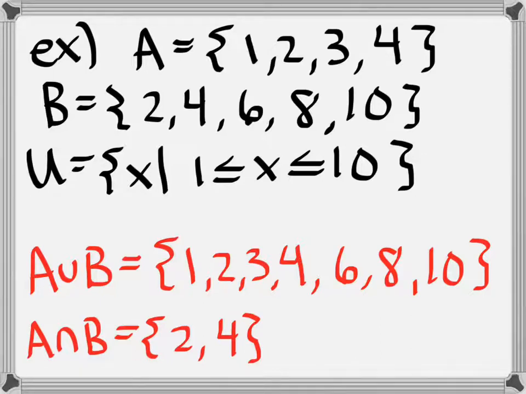We have A intersect B. When we're looking at the intersection, we want to know what they have in common, and the only elements that they have in common are 2 and 4, so therefore A intersect B is the set consisting of 2 and 4.